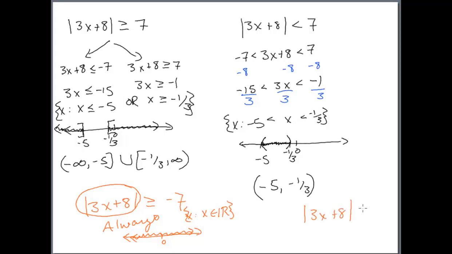Absolute value of 3x plus 8 less than negative 7. Now here, this is positive. It will never equal a negative 7. It's always bigger than a negative 7. It is never smaller than a negative 7. So this is no solution. If it's asked in set notation like this, there is a way to write a set that has nothing, and it is a circle with a line through it. And that is the way they write the empty set. That's what that thing is. And that's absolute value inequalities.